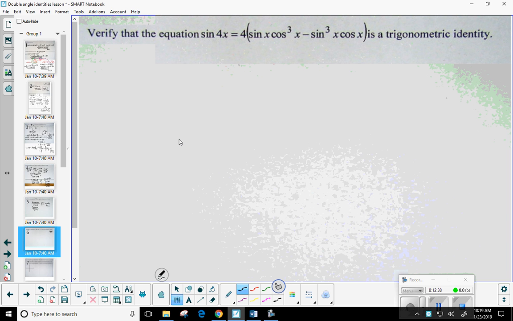Okay. Now, Savion, were you here yesterday? Yeah. Okay. Do you remember my hint? No. Okay. What was the hint I gave yesterday? Okay, on the right side, in that parentheses, we take out a GCF. So sine, cosine cubed, cosine. Okay, that was my hint if you didn't know where to start.